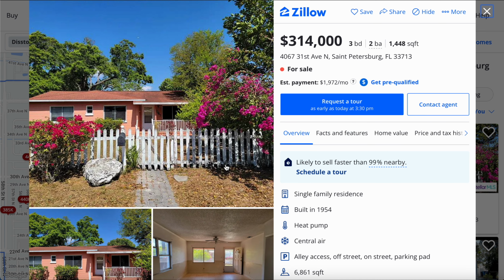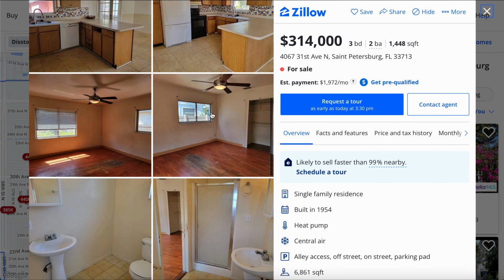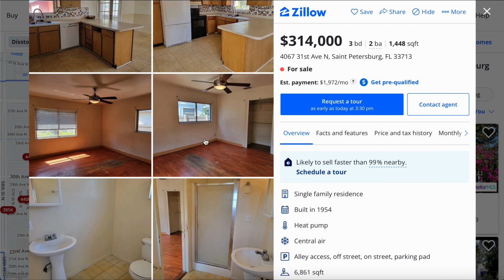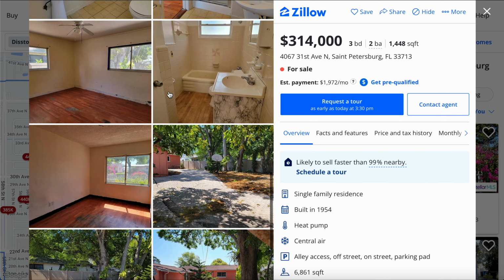So we pull it up, we click on it. Here's a pretty cute little house, and when we scroll down through the pictures, we see it needs work. You see this photo right here. All the floors need to be redone in this house.